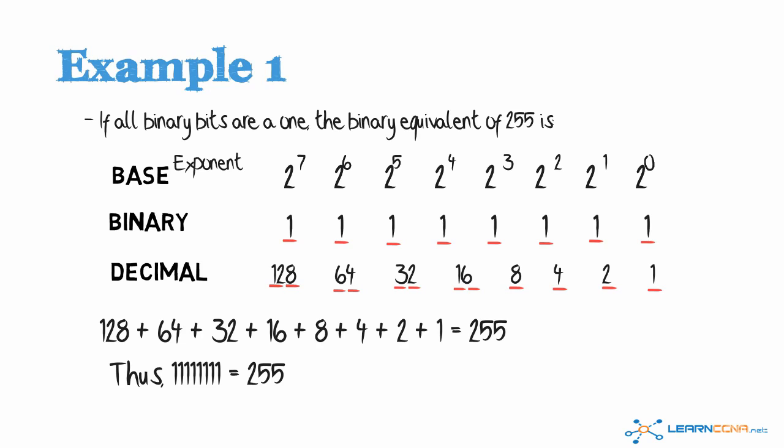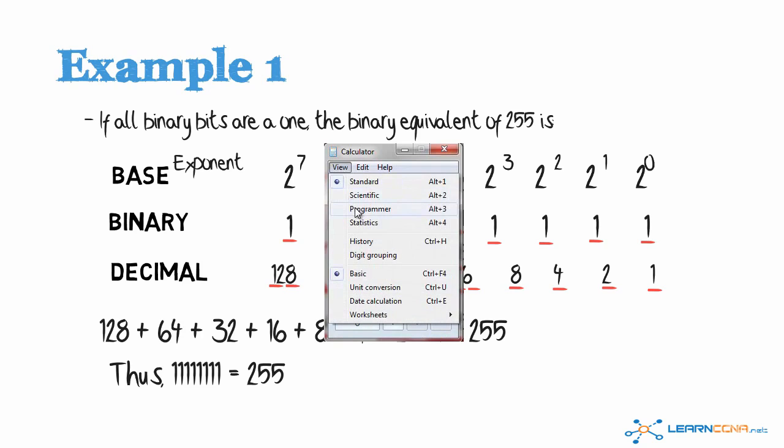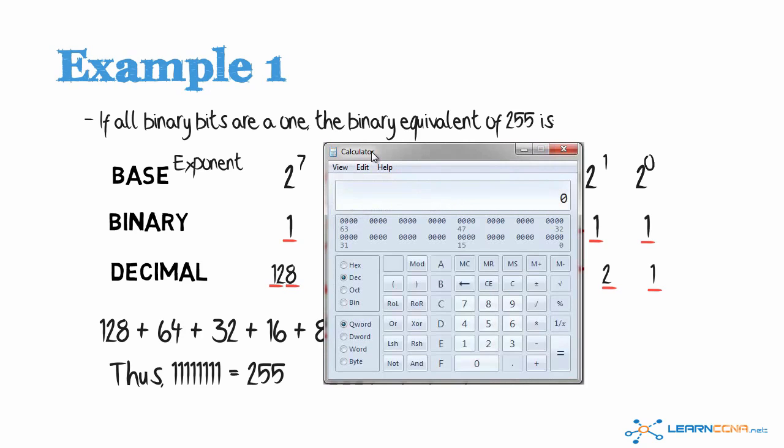So let's demonstrate this using a Windows calculator. In this example, I'm going to go to the calculator and change it to programmer. This allows me to see both decimal and binary values. So 255 in decimal is equivalent to 8 binary ones, or once again, 8 binary ones is equivalent to 255 in decimal.